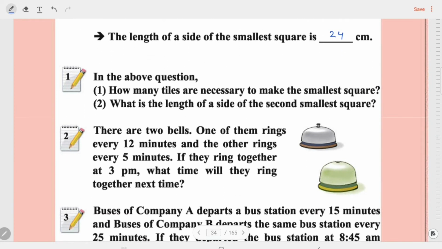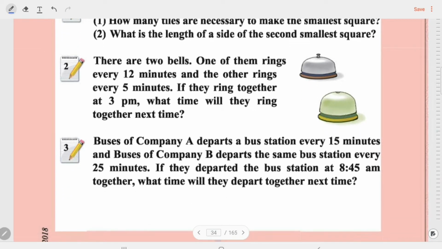I didn't get it right. Okay, forget about it. There are 2 bells, one of them rings every 12 minutes and the other rings every 5 minutes. If they ring together at 3 pm, at what time will they ring together next time? This is also an LCM problem.